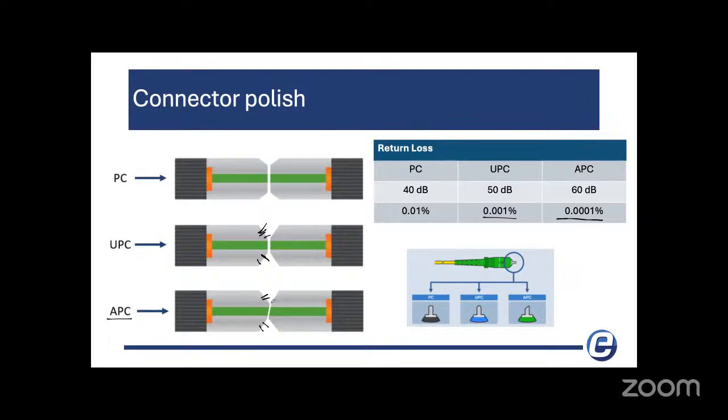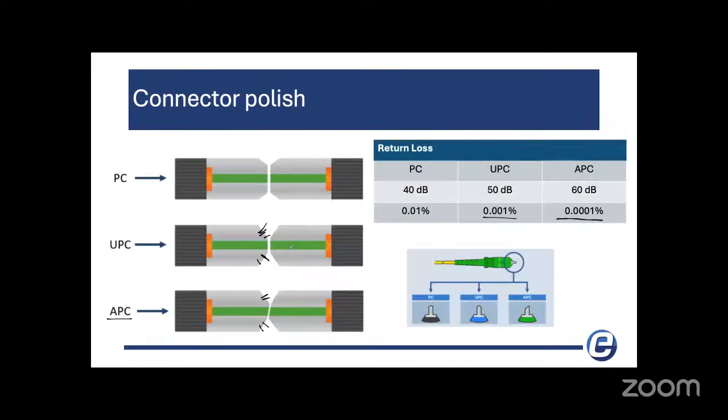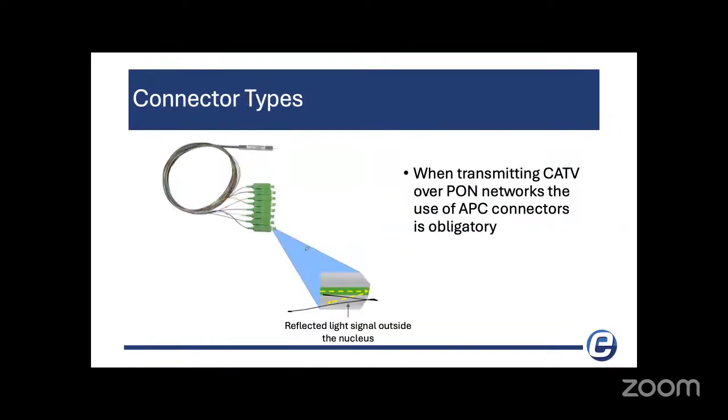So it's favored by many, like WISP providers that do fiber. Also, when transmitting CATV over PON networks, the use of APC connectors is mandatory. So you can see how the reflected light signals go into the nucleus. So you have it right there. It's the same principle here.